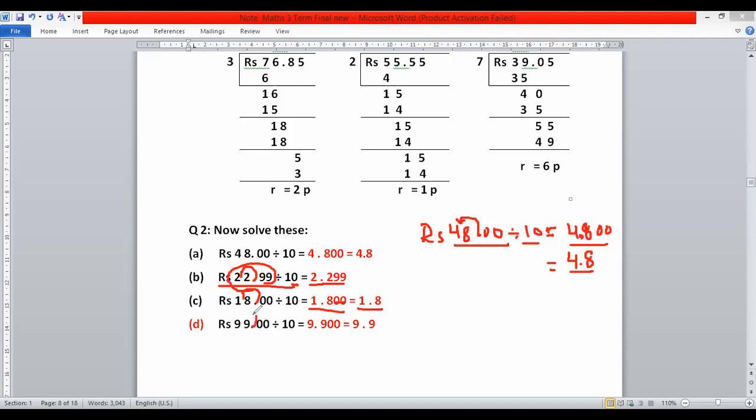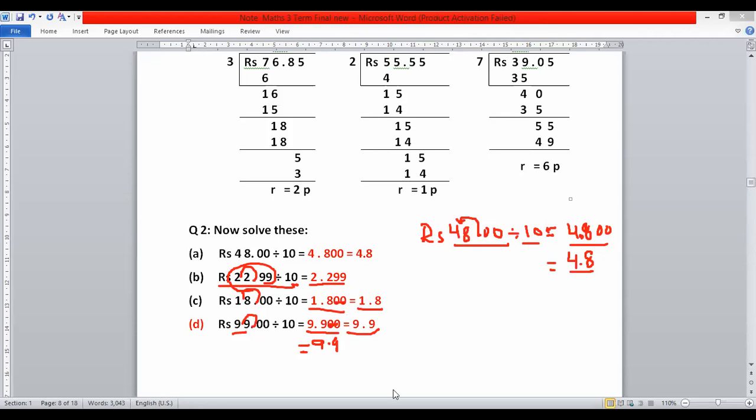Similarly, here we shift this point here. So we write 9.900, that is equal to 9.9. You can simplify and write this answer 9.900 means 9.9. There is no difference between 9.9 and 9.900. Both numbers have the same value. Therefore, you can write them or not, it's up to you. You can remove these zeros and the answer remains the same.